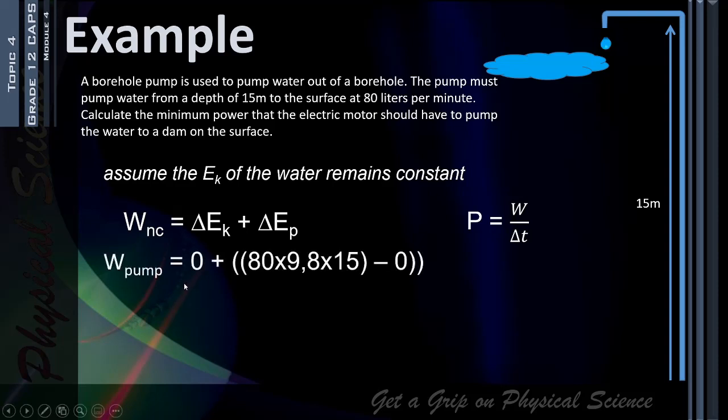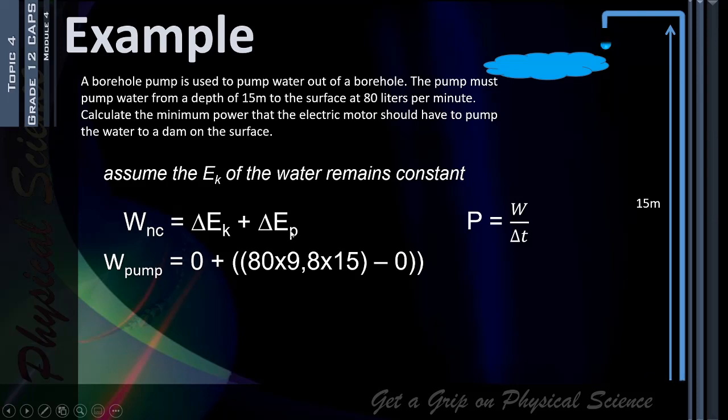done by the pump. And that will be equal to the change in kinetic energy, in this case 0 because the kinetic energy of the water remains constant, plus then the change in the gravitational potential energy of the water. For this example, I take the 0 reference point as the bottom of the pipe. Then the water needs to be pumped 15 meters higher than that initial reference point of 0.